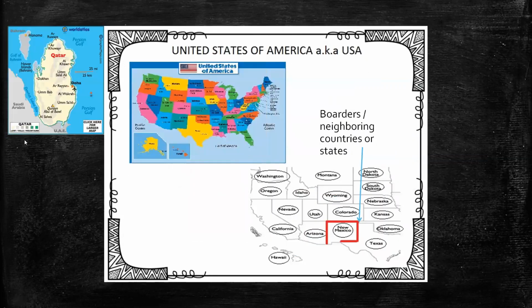And I have a question. What countries border Qatar? So you can see that these countries right here border Qatar, Saudi Arabia and UAE. And then this right here, Bahrain, is a neighboring country. The borders are not attached, so that's a neighboring country, but the borders are attached to these two right here.